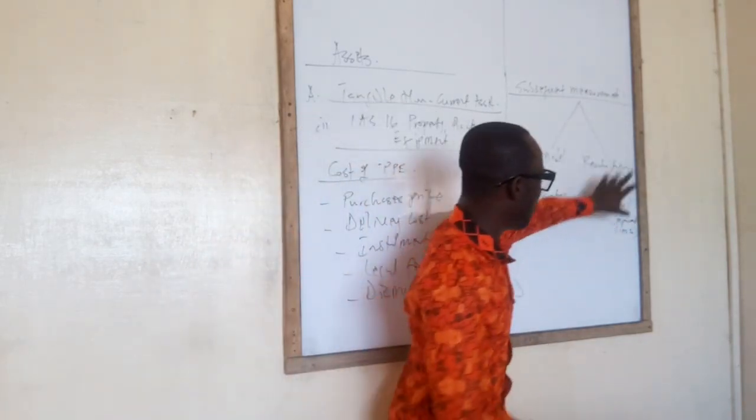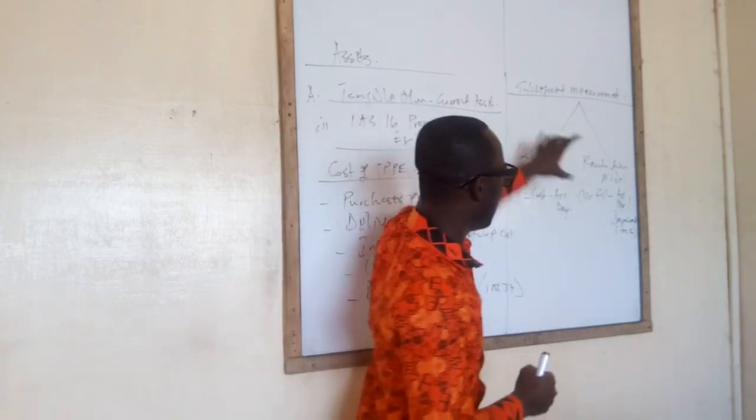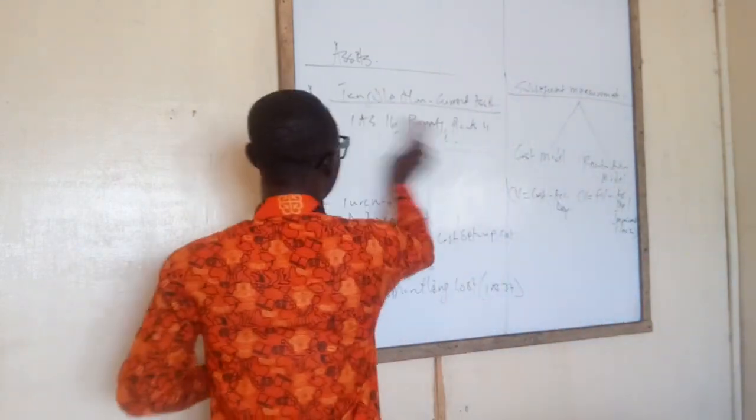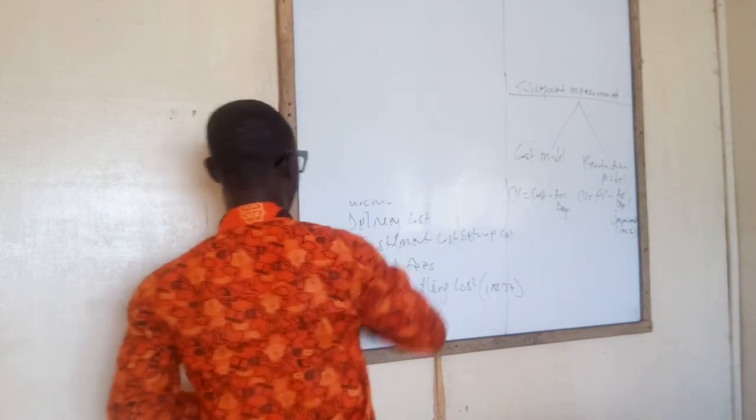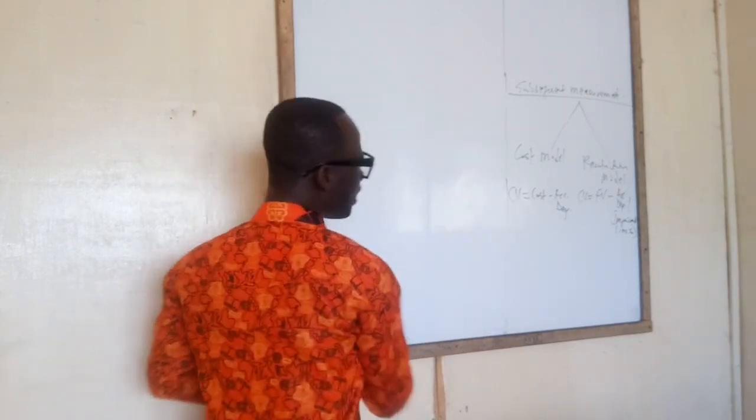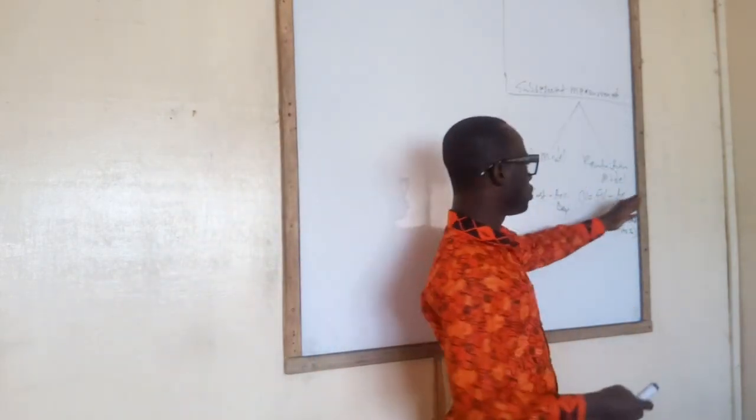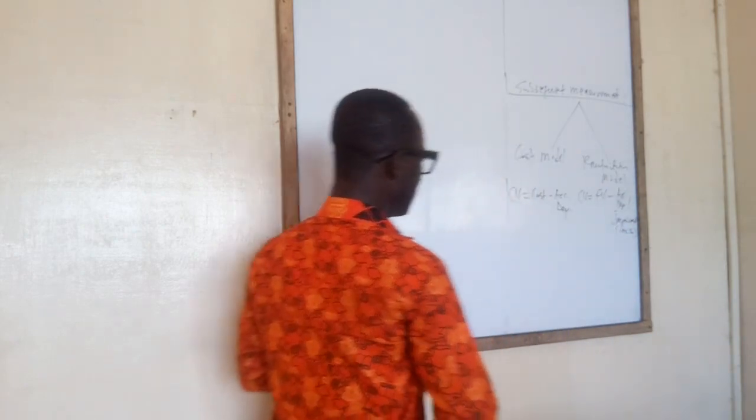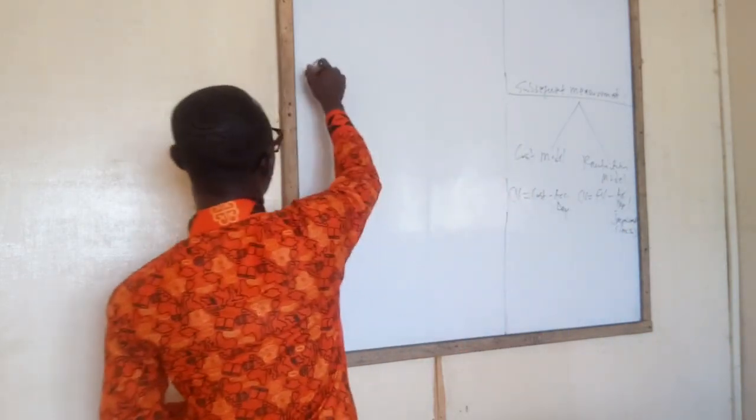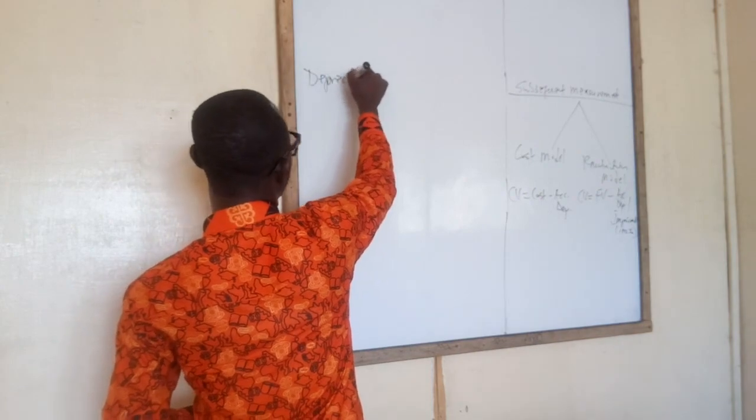So that is it about the cost model and then the revaluation model. But let's take it a step further. When we are dealing with either the cost model or the revaluation model, there is a word there, and that is called depreciation. What is depreciation?